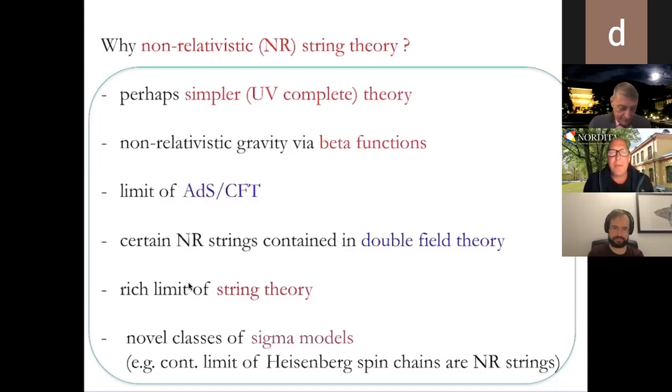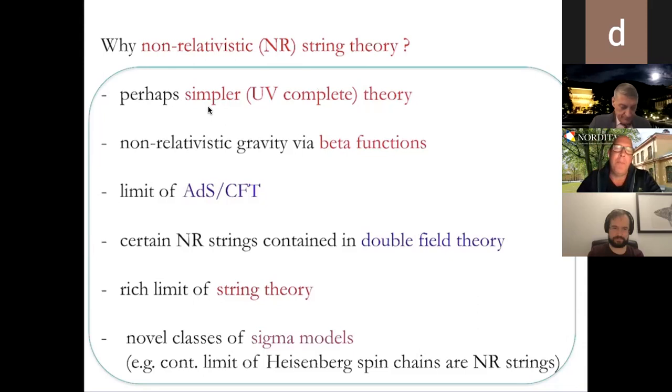So first of all, this could be perhaps a simpler UV complete theory of gravity. It will not be the UV complete theory of general relativity, but as I will illustrate in the next transparency, possibly a UV complete theory of a non-relativistic corner of Einstein gravity. And since string theory is quite complicated, perhaps by going to this simpler case, we can learn some lessons that we can transport to the relativistic case.